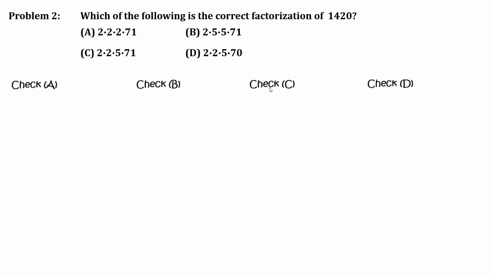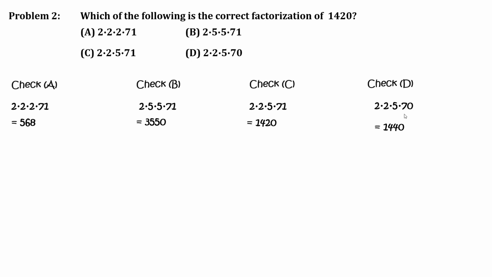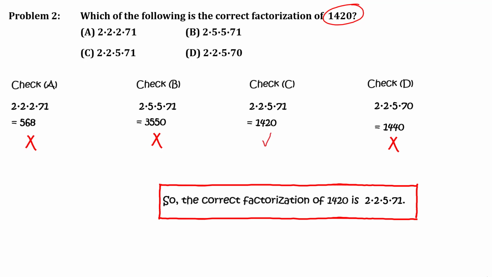How would you check which one is the correct factorization? Well, you'd multiply, right? You'd multiply to see which one actually gives you 1,420. If you check A, 2 times 2 times 2 times 71 is 568. If you check B, 2 times 5 times 5 times 71 is 3,550. If you check C, 2 times 2 times 5 times 71 is 1,420. If you check D, 2 times 2 times 5 times 70 is 1,400. So which one of them equals 1,420? Well, not A, not B, not D, but C, right? So the correct factorization is C, 2 times 2 times 5 times 71.